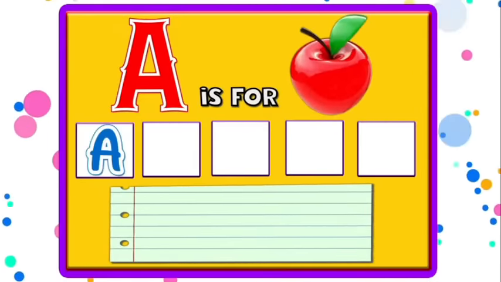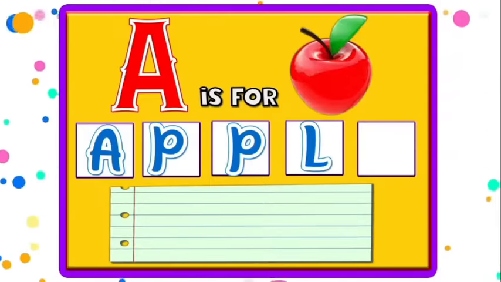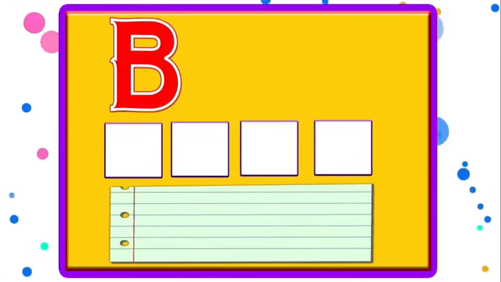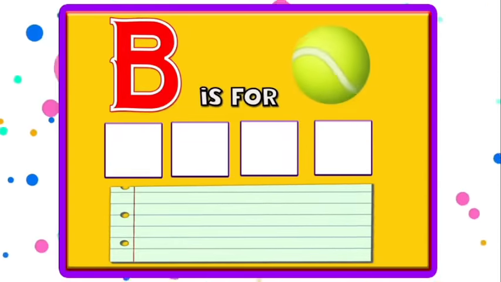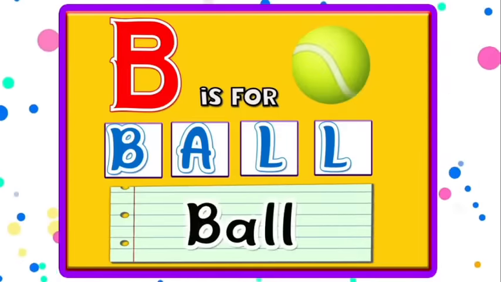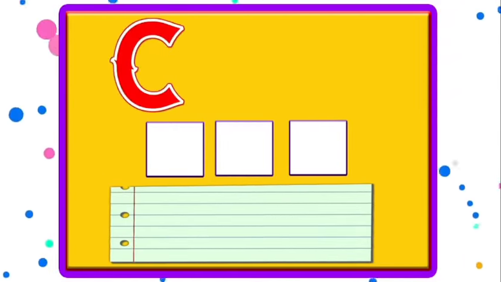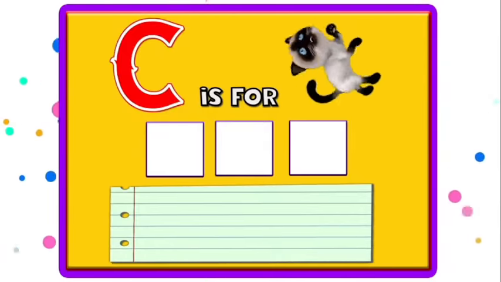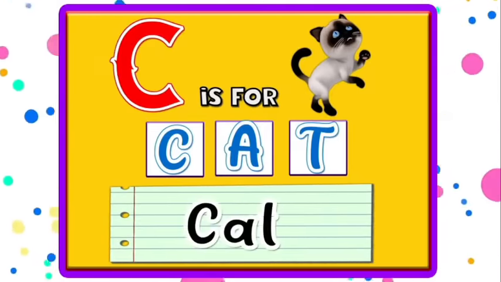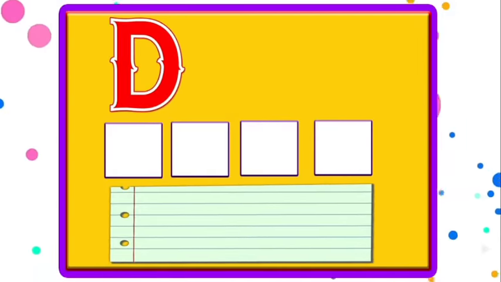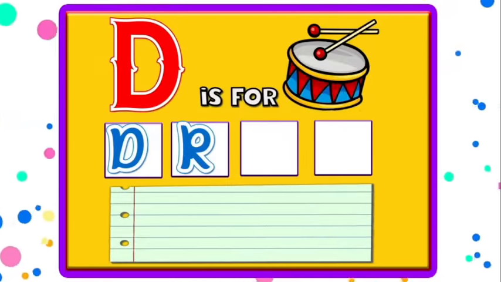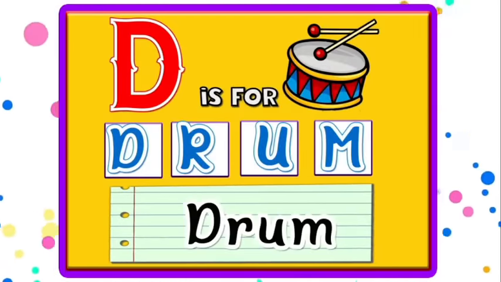A, P, P, L, E. Apple. B is for ball. B, A, L, L, ball. C is for cat. C, A, T, cat. D is for drum. D, R, U, M, drum.